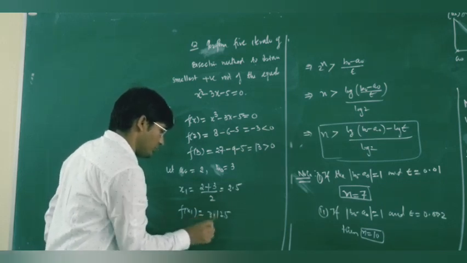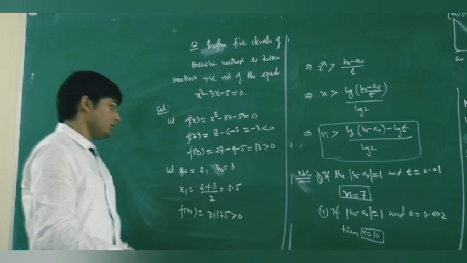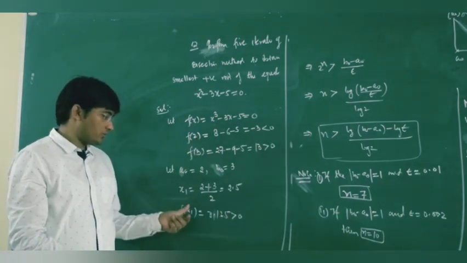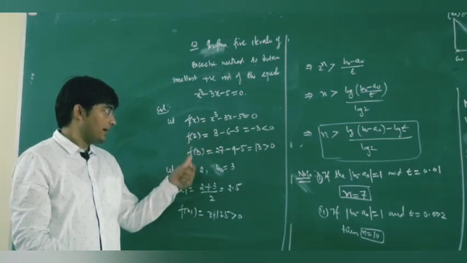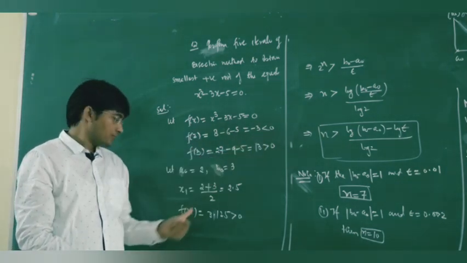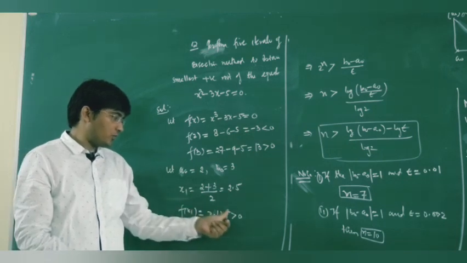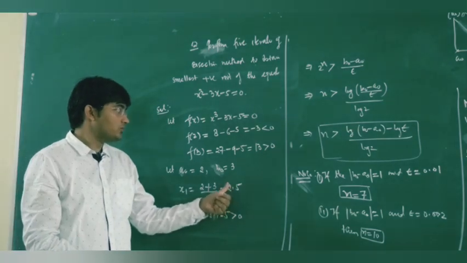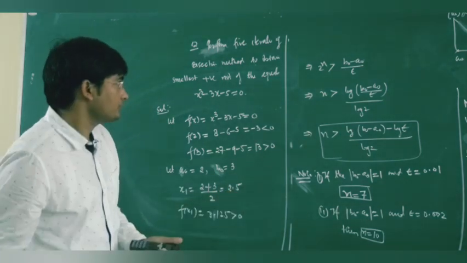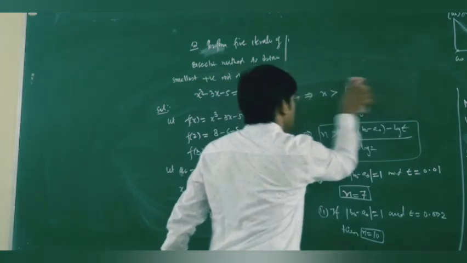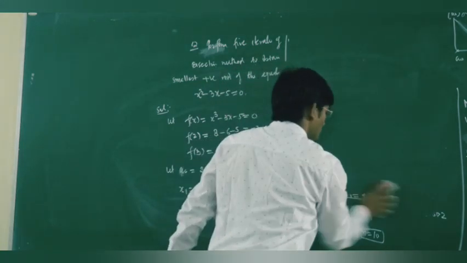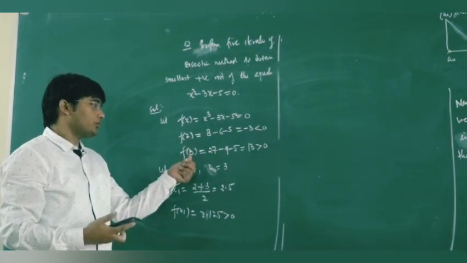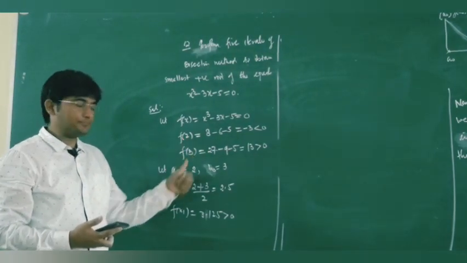As the value of the function is 3.125 and this is positive, and earlier the value of the function at 2 is negative, so we can say that our root lies between 2 and 2.5. At 2 we have the value of the function as negative, at x1 we have the value of the function as positive. So as we have the interval 2, 2.5, in place of 2, 3, you can take the interval as 2, 2.5.